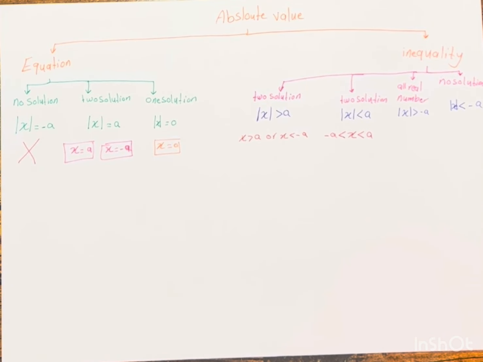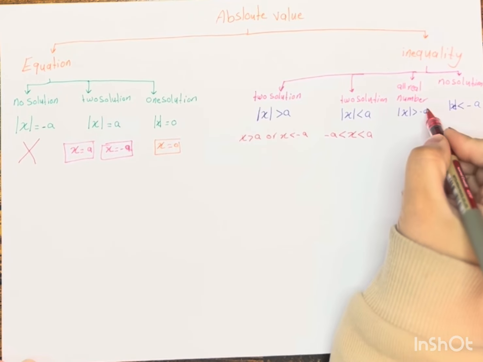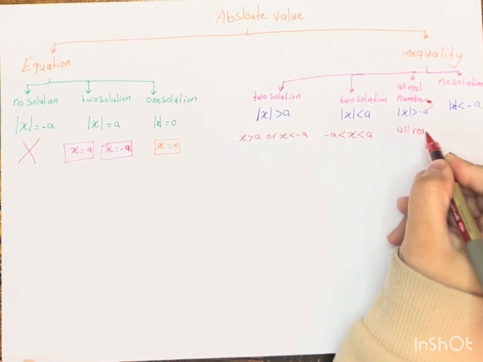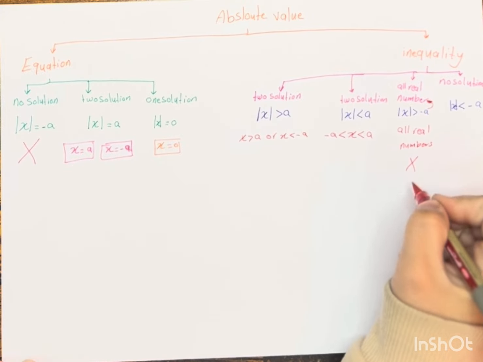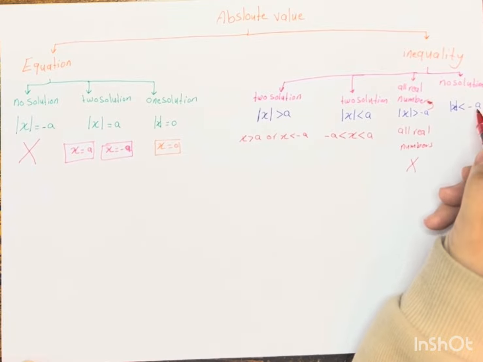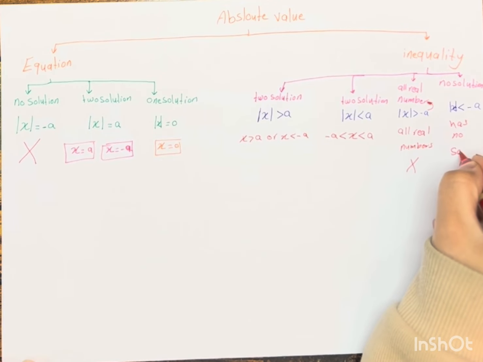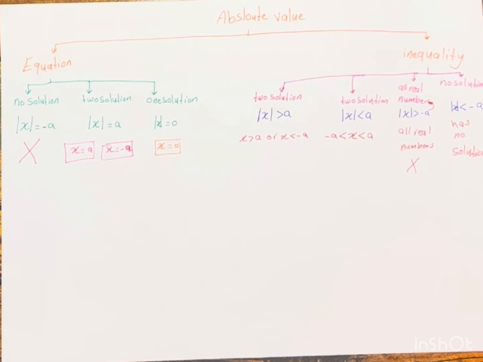If the absolute value is greater than a negative number, the solution is all real numbers. Just write all real numbers. Again, we don't need to solve it. The absolute value less than a negative number has no solution. We need to memorize all the notes on this paper, then we can solve the questions.